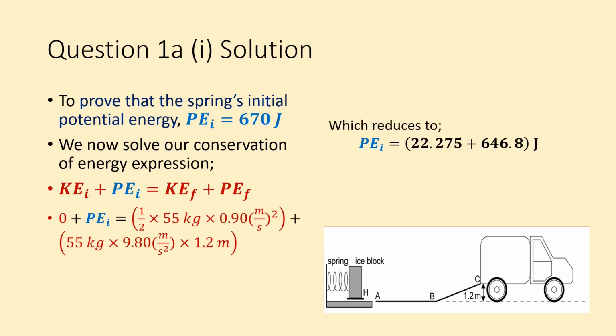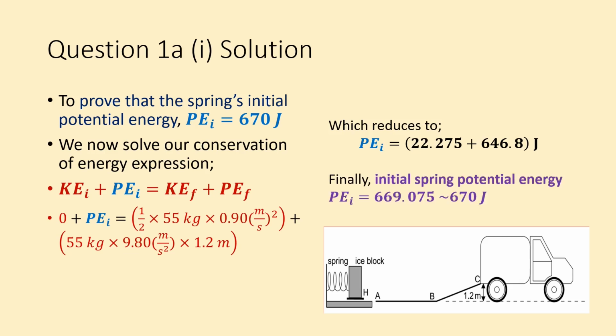Once you evaluate those, the kinetic energy gives you 22.275 joules, and the final potential energy is 646.8 joules. Summing those together, you end up with approximately 670 joules. So we have proved that the initial spring's potential energy, which is converted to kinetic and potential energy, is 670 joules.